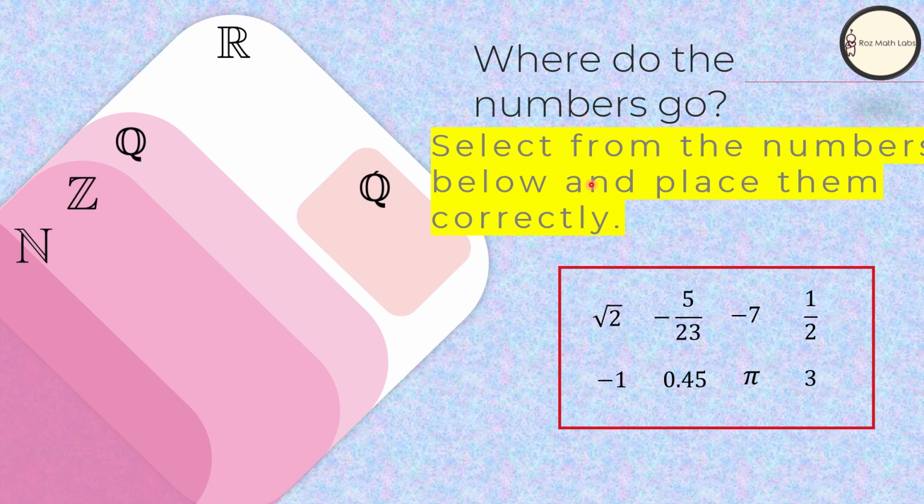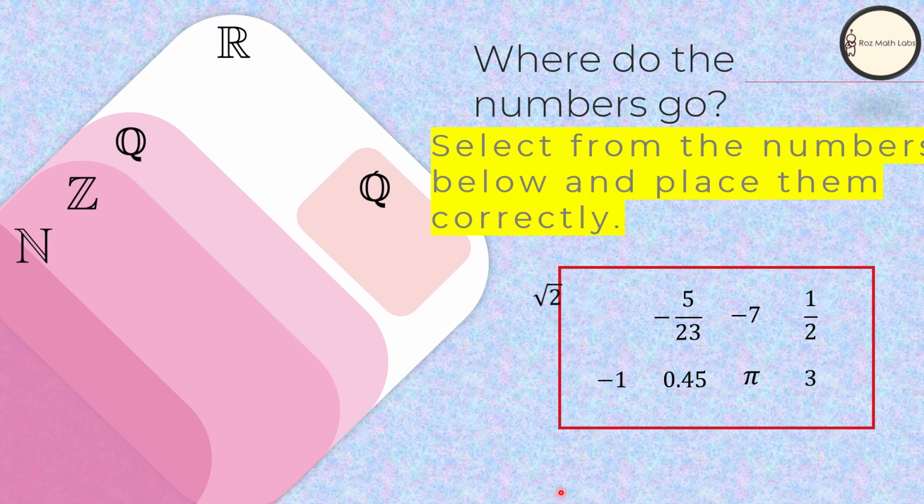Now it's your turn. Select from the numbers below and place them correctly. Natural numbers, integers, rational numbers. This represents irrational numbers, and here we have real numbers.